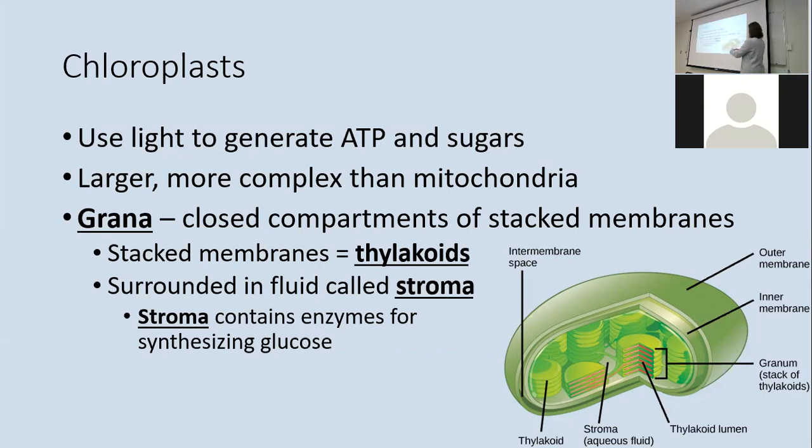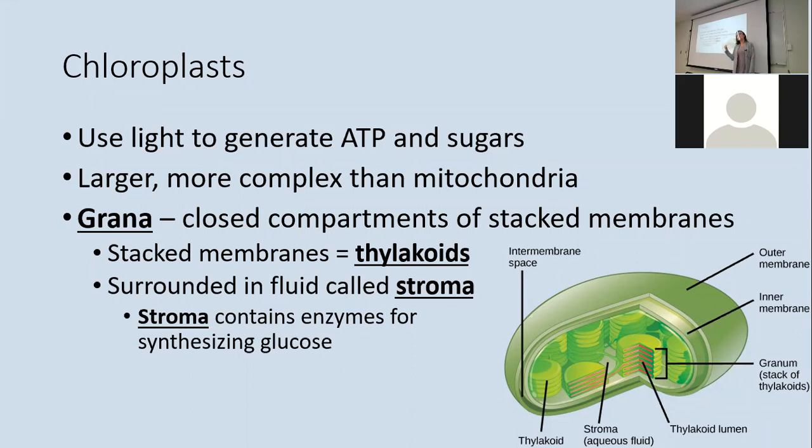And these grana are stacked, like a little stack of pancakes, right? We call those stacks thylakoids, right? So you've got little membrane packets, grana, stacks, thylakoids, right? And so you've got all of these thylakoid membranes stacked all over the place. And of course, we've got some fluid matrix around that. That's called the stroma, right?